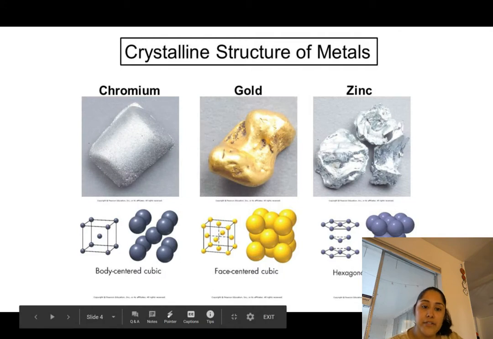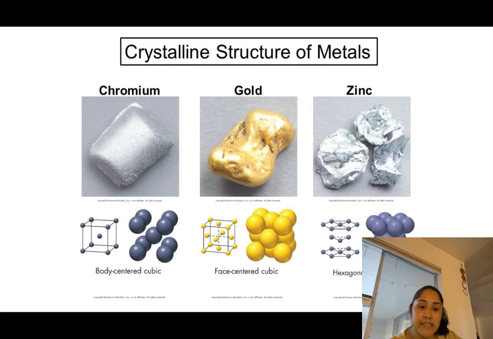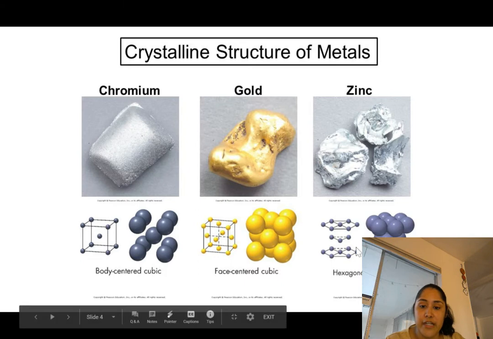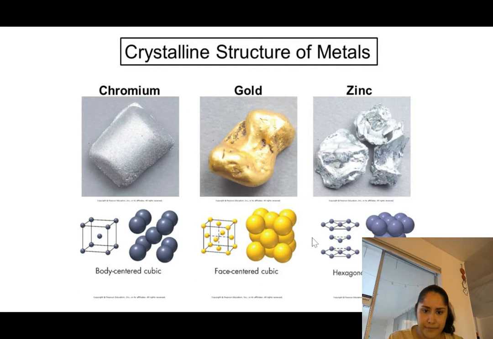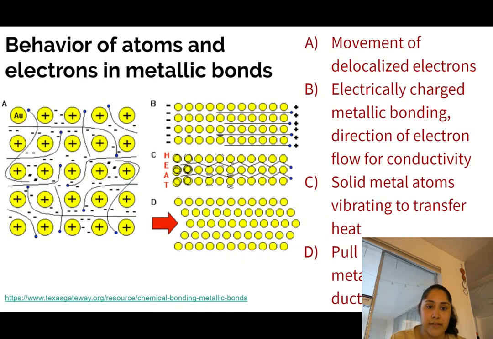Here are some images of crystalline structures for different types of metals. You have chromium, which is body-centered. You have gold as face-centered. And then you have zinc, which is a different shape, hexagonal close packed. So as you can see, the more complicated the structure gets, the less space there is between the metal cations. And that space also affects how it's going to be able to be shaped and formed, and the different properties, how all that's going to be affected.